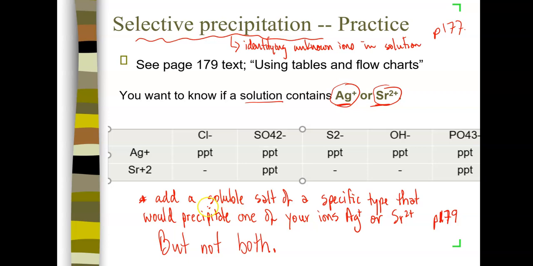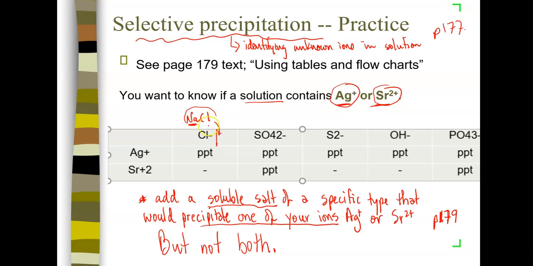You want to add a soluble salt of a specific type that would precipitate one of your ions, silver or strontium, but not both, right? If I was unaware whether I had silver or strontium, but I knew I had one or the other, I could add sodium chloride. The reason I would add sodium chloride is that sodium is an alkali metal. It's soluble with everything, so what it ensures is that I've got chloride ions in solution.